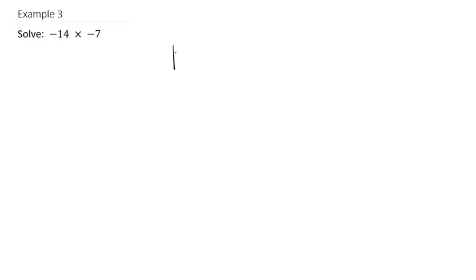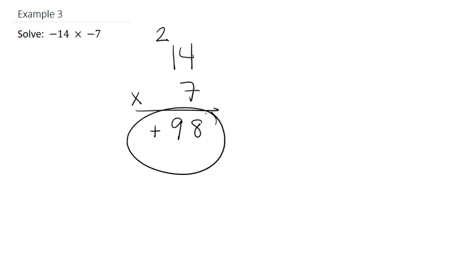So we can just go 14 times 7. 4 times 7 is 28. So 8 below, carry the 2. 7 times 1 is 7, plus 2 is 9. And this is positive. Now let's do one final example.